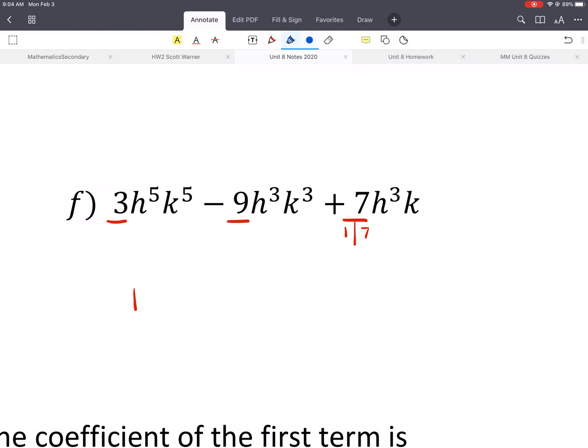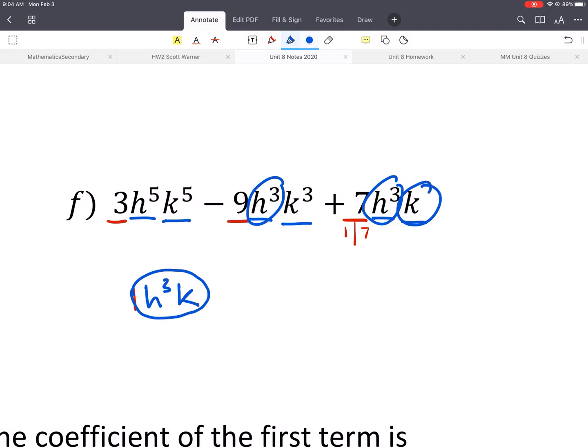And then for the variables, we'll look at all of the h's. So we have h to the 5th, h to the 3rd, and h to the 3rd. So the smallest exponent would be h to the 3rd. And then for the k's, k to the 5th, k to the 3rd, and k. So that would be the smallest. So our answer would just be h to the 3rd, k.